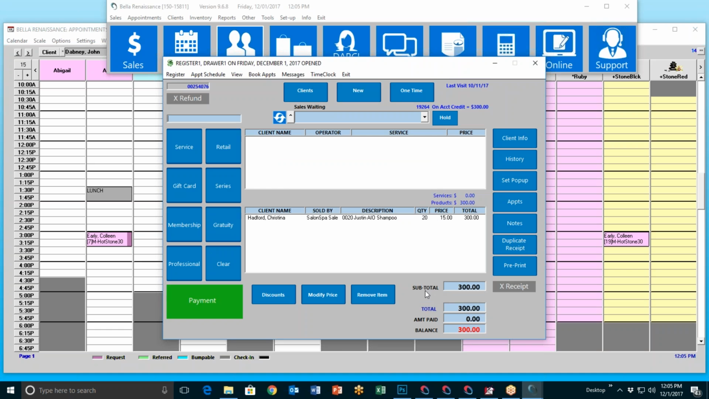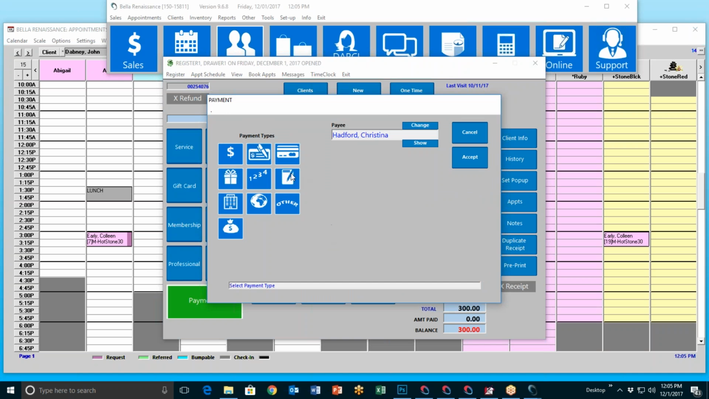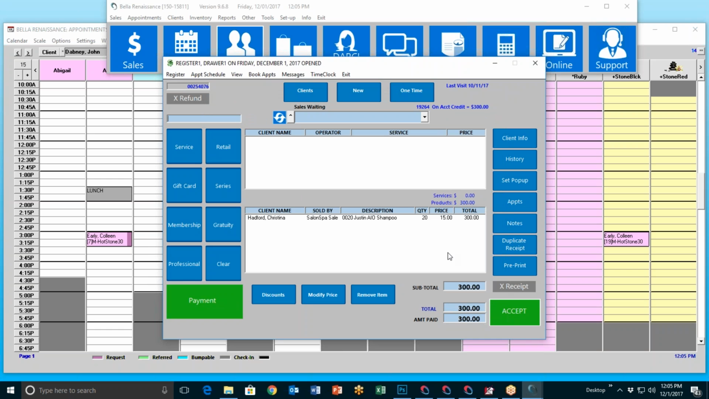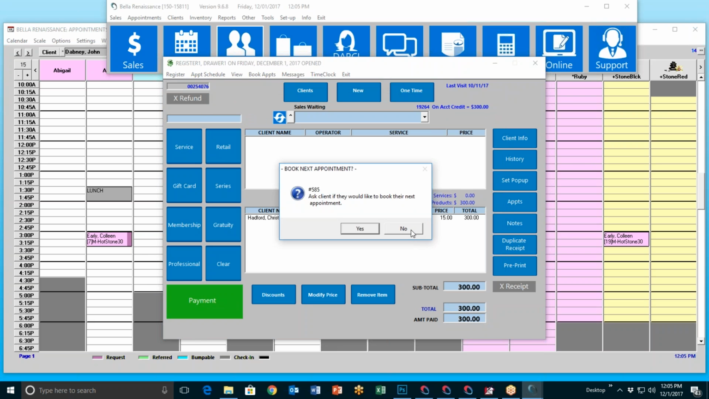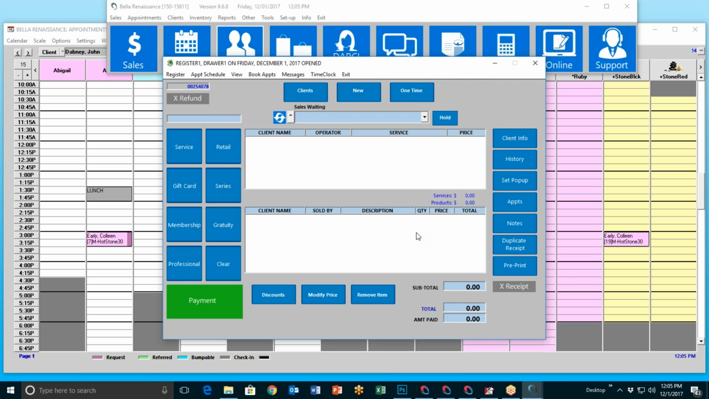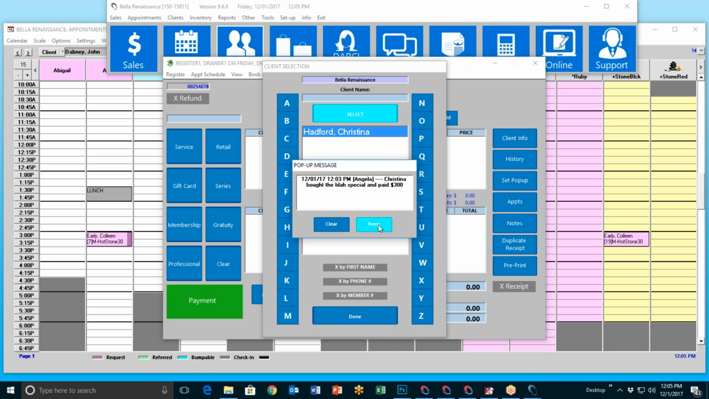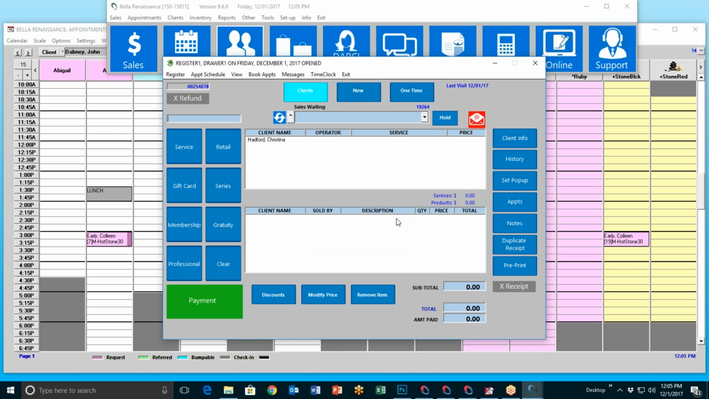Does that make sense? Yep. Yeah. So she owes you $300 because she's getting this product. And we go to payment, and now we go to on account, amount tendered, $300, done. Those 20 products have just come out of my inventory. They didn't come out when she paid originally, but they just came out now because I made that sale. And the next time Ms. Hadford comes in, first thing I might want to do is clear that. And notice she no longer has a credit with me.